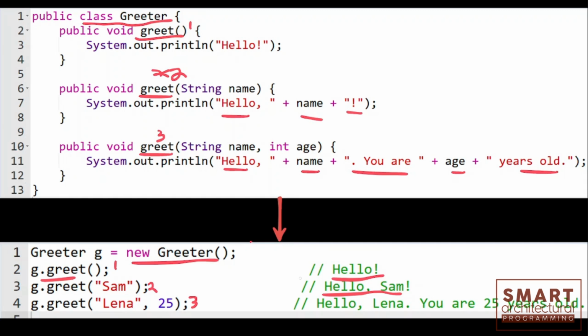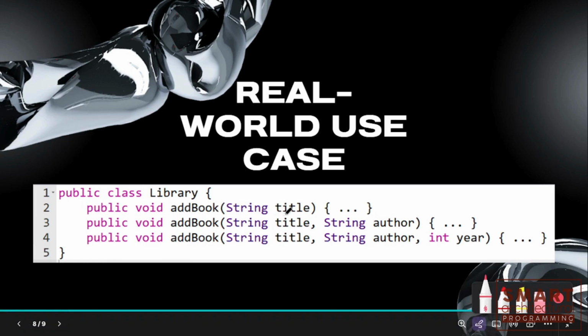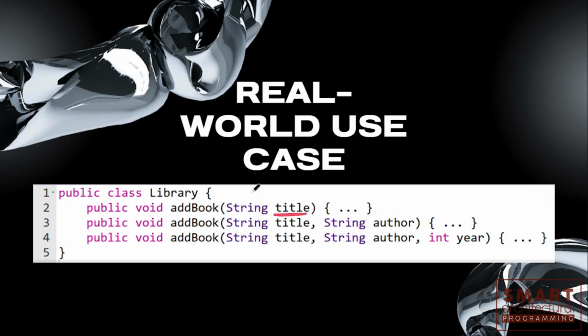So let's look at some real world use cases as well. Imagine you're building a public library system. You might want to add books using a specific addBook method. And you see we have 3 addBook methods here. One addBook method just takes a title. The second addBook method requires a title and an author name. And then we have a method that requires title, author name, and the year it was published. So these are 3 addBook methods that we have when we're building a library system.